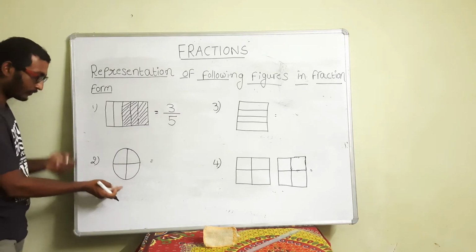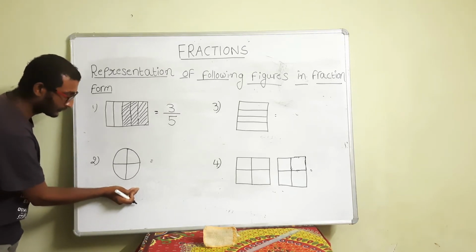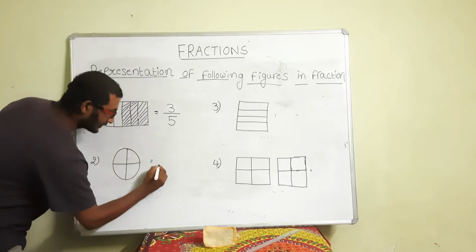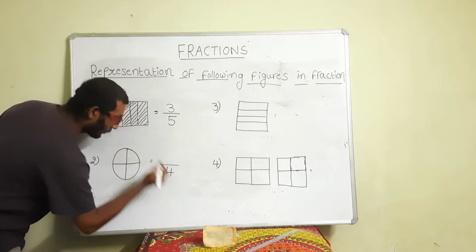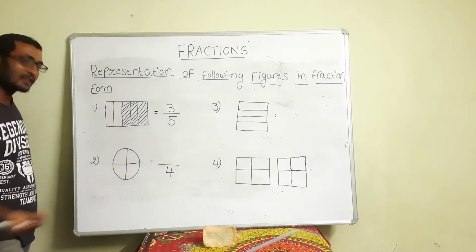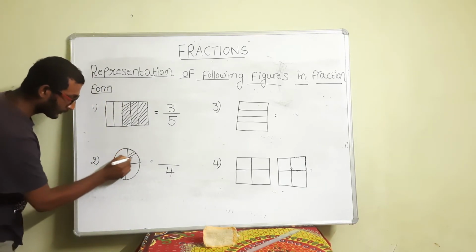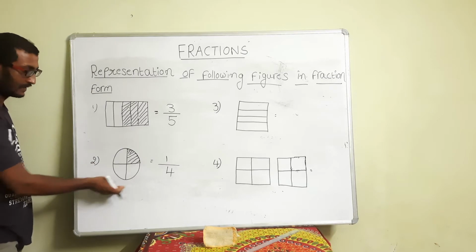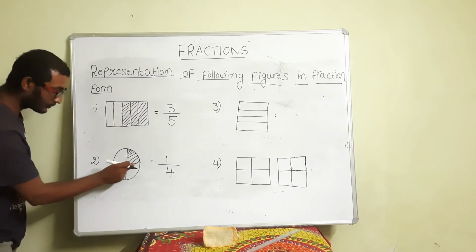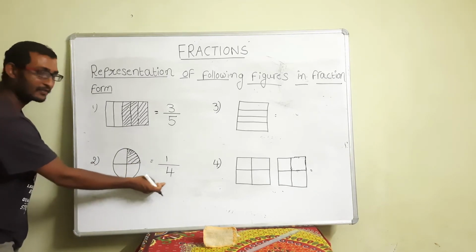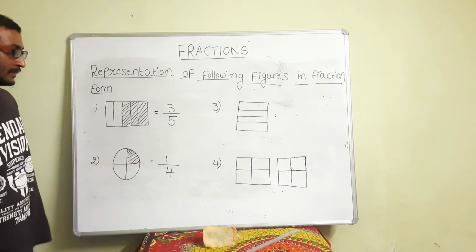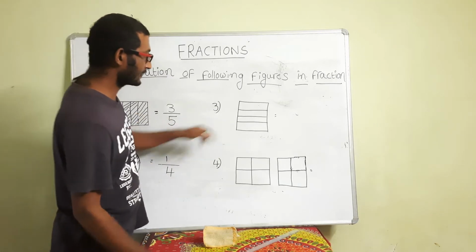And another example, for example, take an apple. So this apple is equally cut into how many parts? 4 parts. For example, you have taken one part or one piece. So the fraction value of this figure is 1 by 4. For example, you have taken 2 parts. The fraction value of this figure is 2 by 4. Like that.